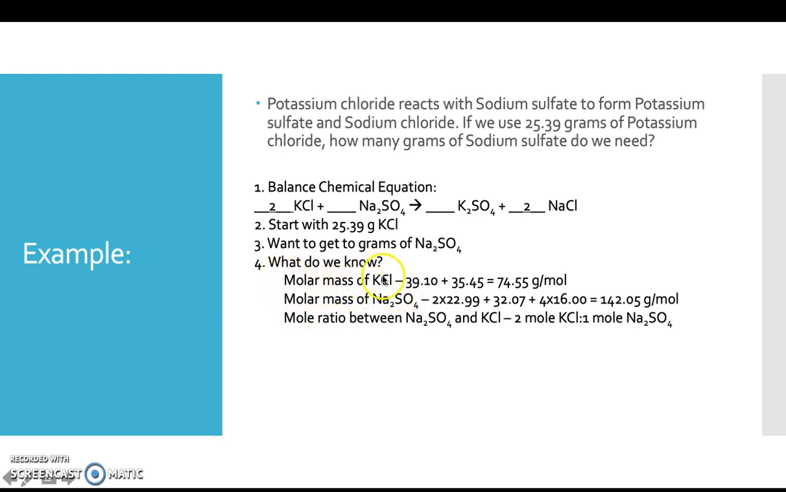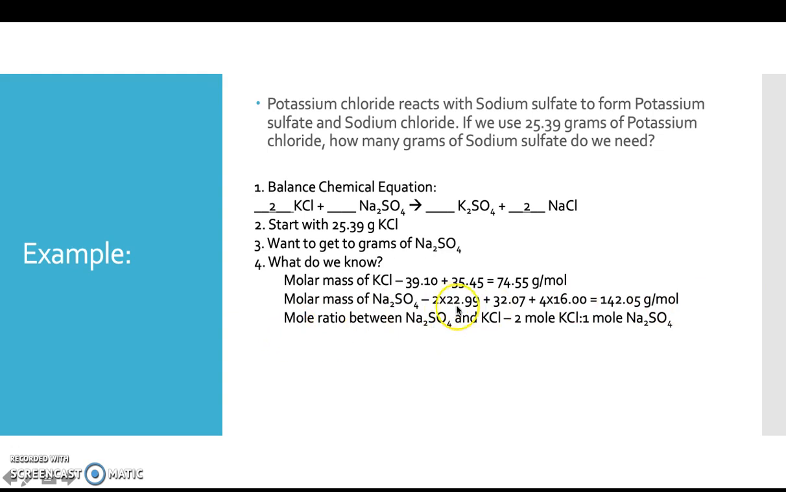Okay, we can calculate the molar mass of KCl by adding the mass of K and the mass of Cl together to get 74.55 grams per mole. Notice that's an equivalency. How many grams is equal to 1 mole of KCl? Then we can calculate the molar mass of Na2SO4. 2 times 22.99 plus 32.07, that's the Na and the S, plus 4 times 16, that's the O's, and we get 142.05 grams per mole. Again, an equivalency. 142.05 grams of Na2SO4 is equal to 1 mole of Na2SO4.